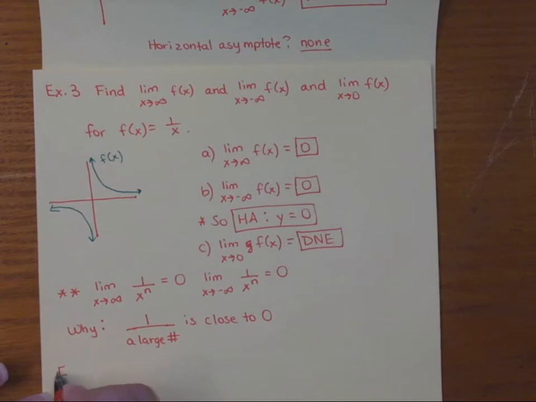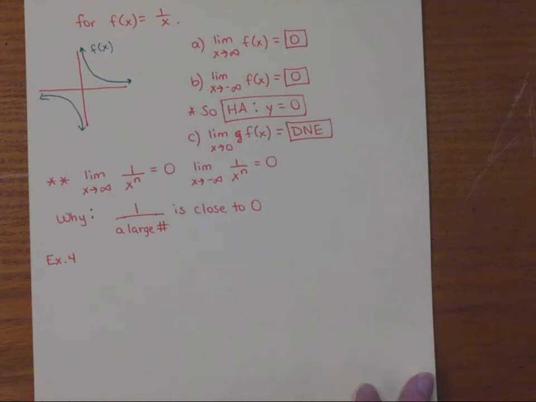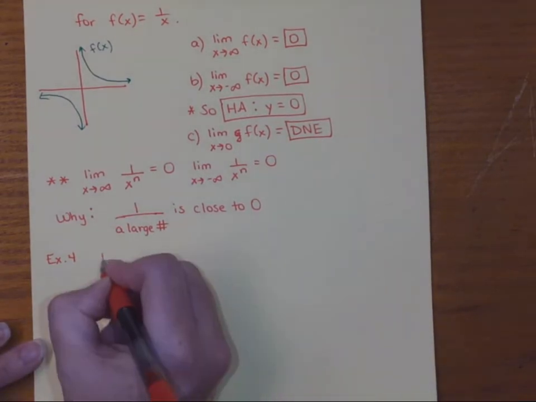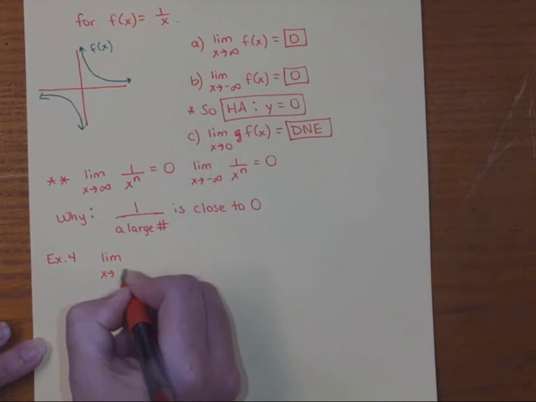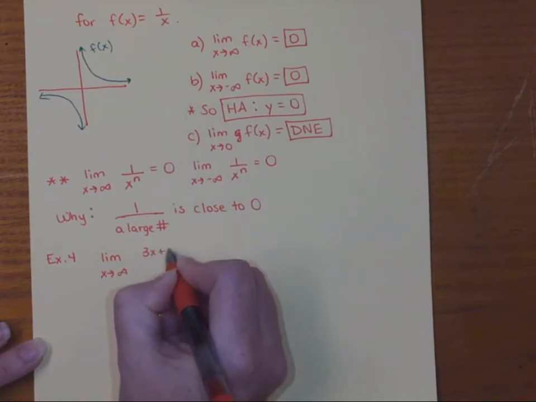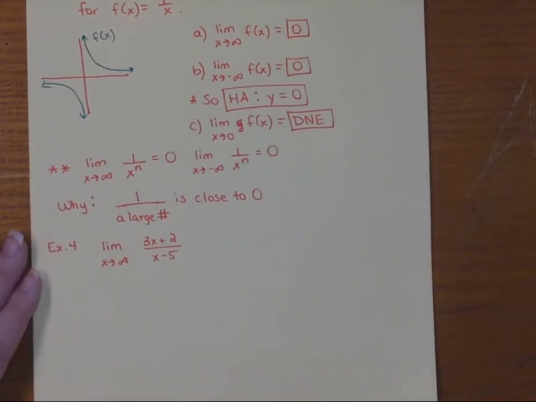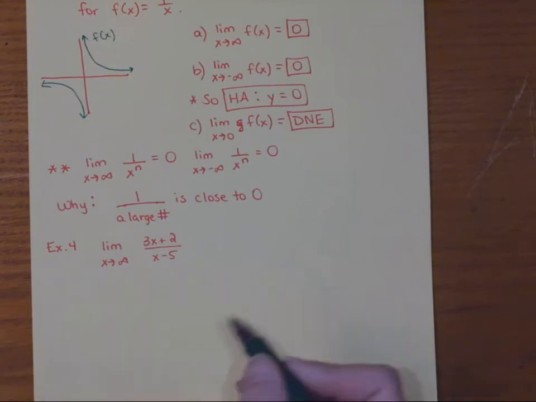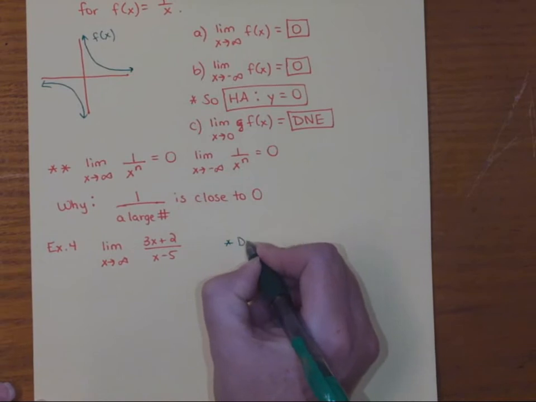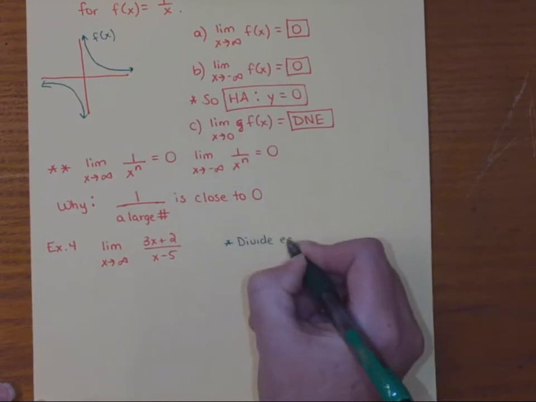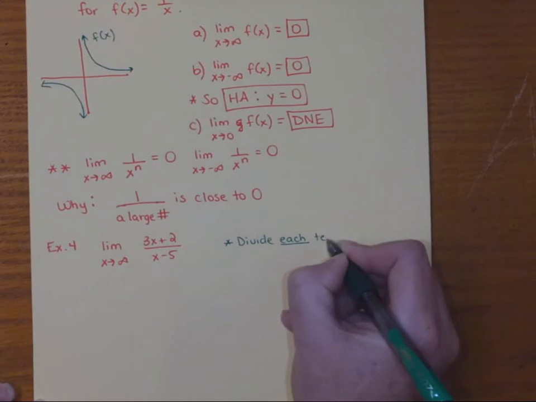All right, so I'm going to show you an example, and then we're going to come up with kind of a strategy on how to do all of these. So let's say that you were asked to find the limit as x approaches infinity of 3x plus 2 over x minus 5. Now, one way to do this would be to graph this function and see what's happening as x goes to the right. But you need to be able to do this algebraically as well. So we're going to use an arithmetic trick. We're going to divide each term by x.